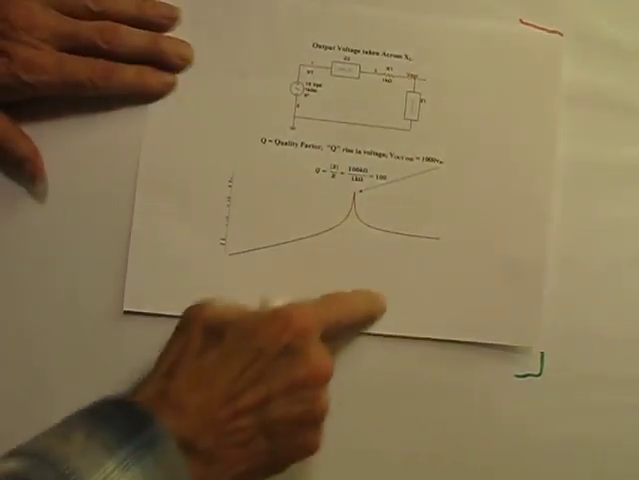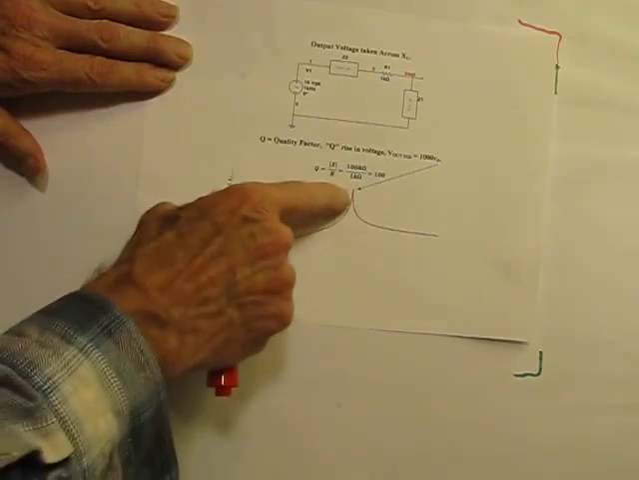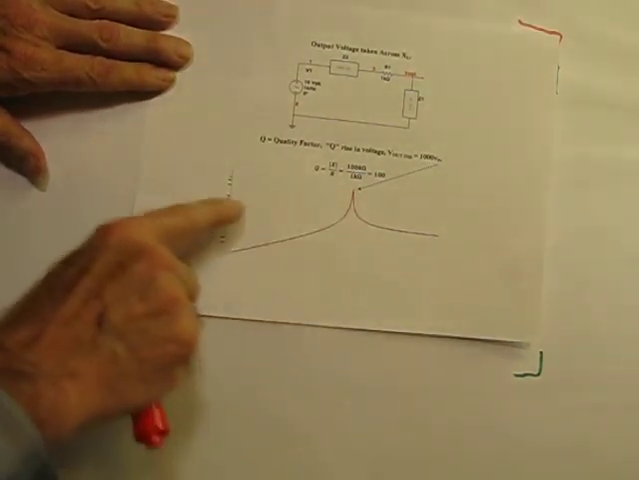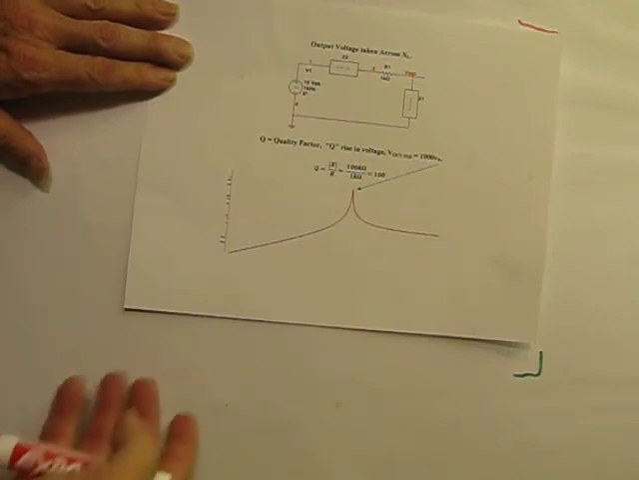And if we were to take the output across the inductor, it'd be sort of similar. This is the inductive reactance here, and we would get a Q rise in voltage at this point, and that also would be at 1000 volts. So we're talking about Q rises here.